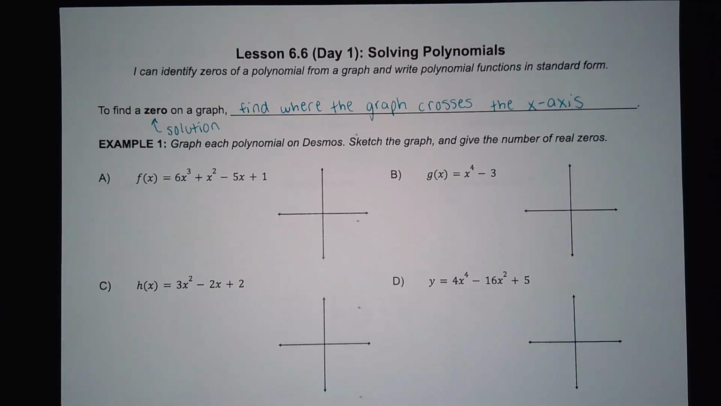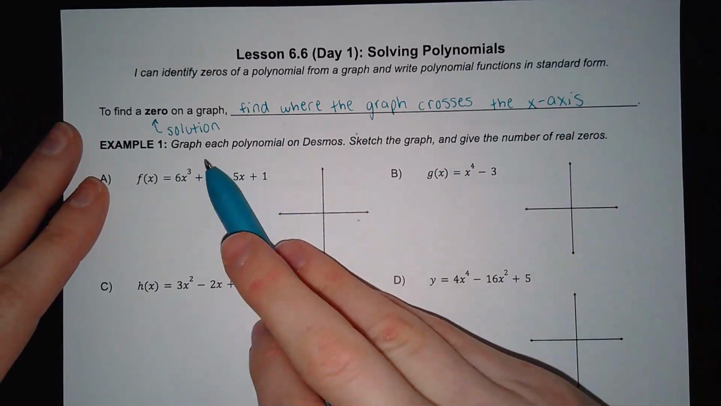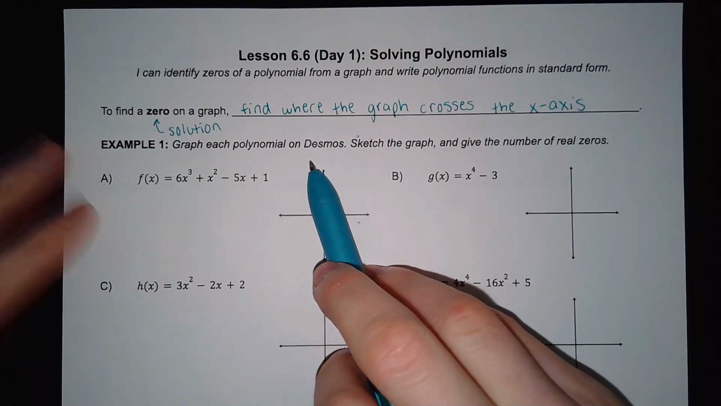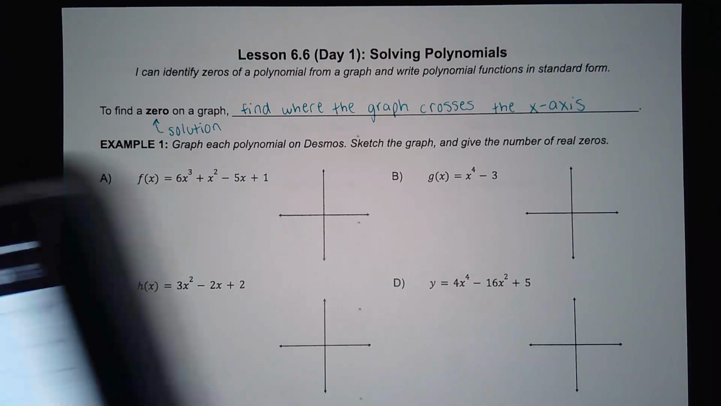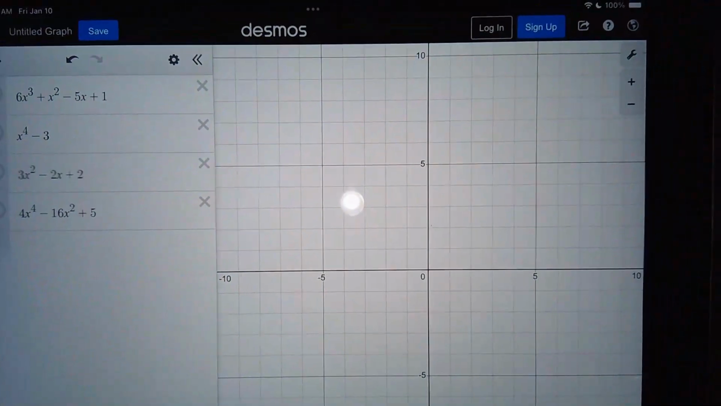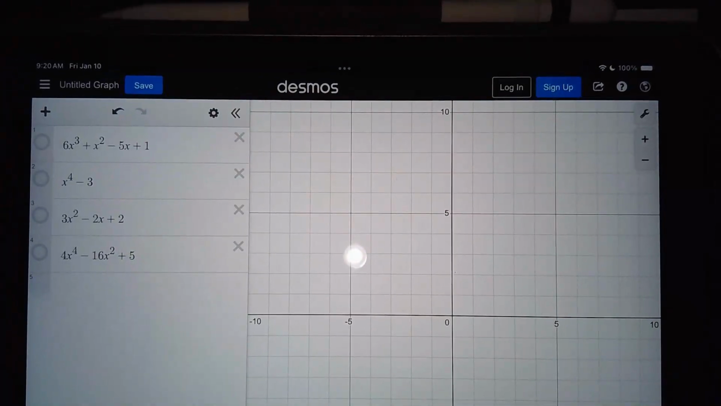Now, we could graph these by hand. That would take a lot of work. So we're going to use Desmos to help us with this. So you're welcome to pause and pull up Desmos and graph these along with me to make sure that we know how to do this. All right, I'm just going to pull up Desmos on my iPad here, and we'll go ahead and look at the graph of our first equation.